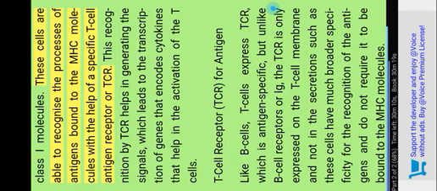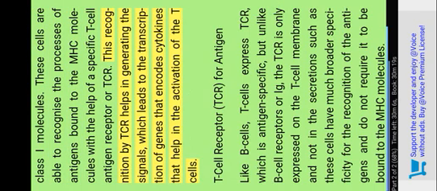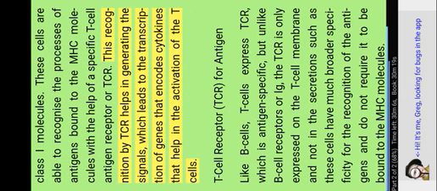These cells are able to recognize the processed antigens bound to the MHC molecules with the help of a specific T cell antigen receptor, or TCR. This recognition by TCR helps in generating the signals which lead to the transcription of genes that encode cytokines that help in the activation of the T cells. T cell receptor, TCR, for antigen.